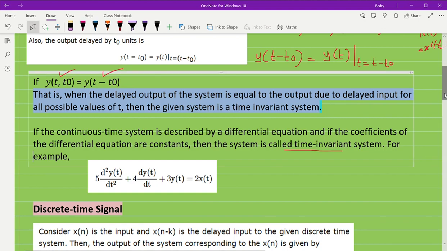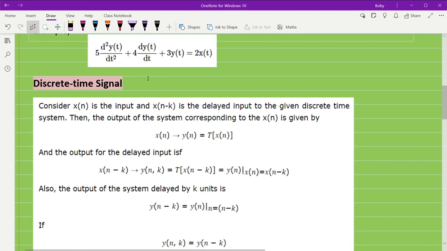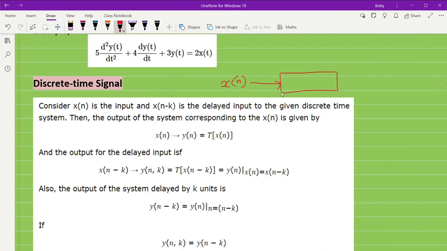Similarly, let us see the case of a discrete time system. The input x of n is given to a discrete time system, DT system. What we get is y of n, the output of the discrete time system. Now consider the input delayed by k units. That means x of n will become x of n minus k.